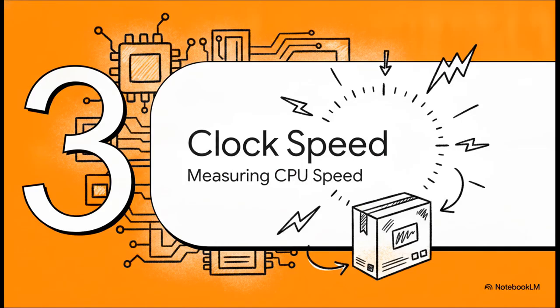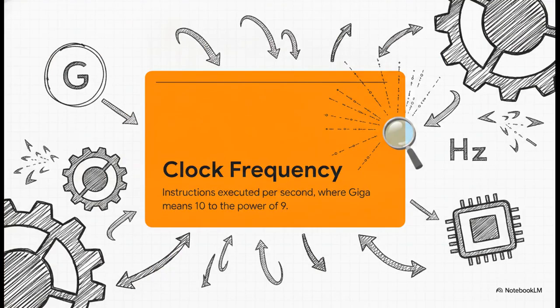All right, section 3, clock speed and transistors, measuring the speed. We've talked about how tasks are divided up, but how do we actually measure the raw speed? Well, it starts with the term you'll always see on the box, clock frequency, which is usually measured in gigahertz. Now, giga basically means 10 to the power of 9, or 1 billion. So let's break down the math real quick. If you buy a processor with a clock frequency of 3 gigahertz, you multiply 3 by 1 billion. That means your processor is executing an incredible 3 billion instructions in a single second.